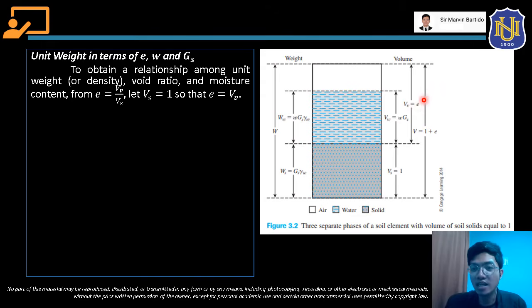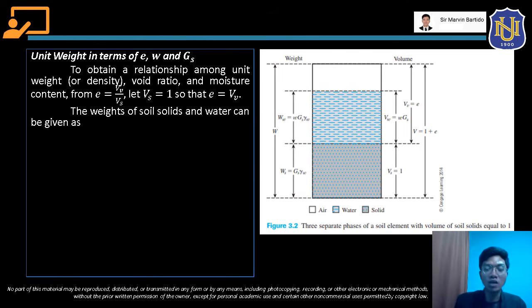So if this class is e, and the volume of soil solid is 1, therefore the total volume is 1 plus e. Isn't the total volume the volume of soil solid plus the volume of void? So the volume of soil solid is 1, the volume of void is e. Therefore, the total volume is 1 plus e.